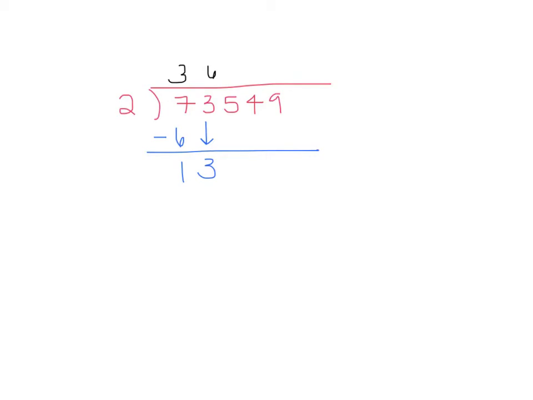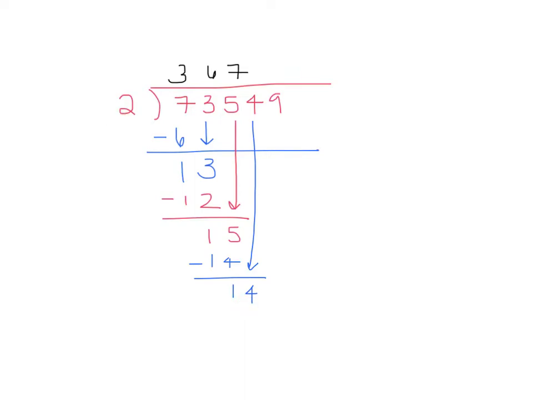And then to find out what you subtract, you do 2 times 6, which gives you 12. So I'm going to subtract 12. 13 minus 12 gives me 1. Then we bring down the 5. Okay? Repeat the process again. 2 goes into 15 7 times. 2 times 7 gives me 14, so I subtract 14. 15 minus 14 gives me 1. Bring down the 4.